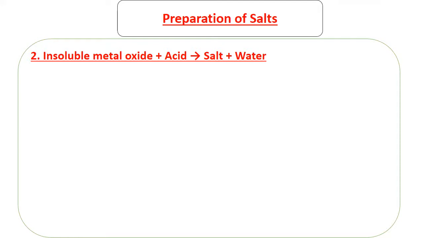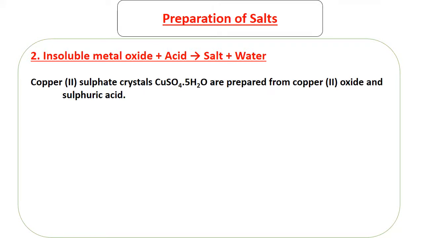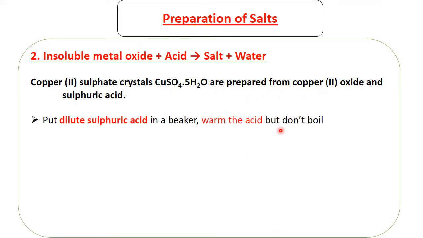So the steps to do this method of insoluble metal oxide reacting with acid are as follows. We're going to use the preparation of copper(II) sulfate crystals. Of course, they have got 5 molecules of water of hydration, and we're going to show how they are prepared from copper(II) oxide and sulfuric acid. First, you put dilute sulfuric acid in a beaker, then you warm the acid, but don't boil. Please don't boil, just warm it a bit.